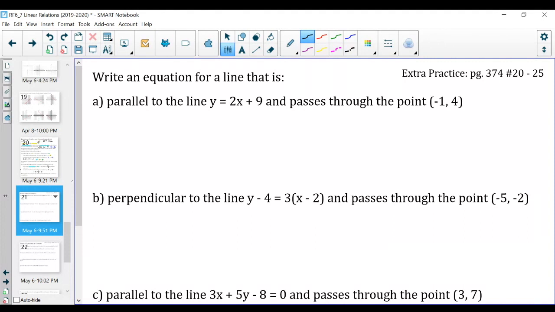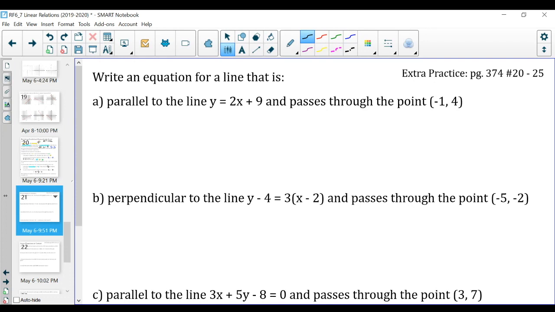Let's work through a couple more examples here. So some extra practice that you guys might want to try out is located on page 374 of your textbook. Questions 20 to 25. Try those out, see how you do.